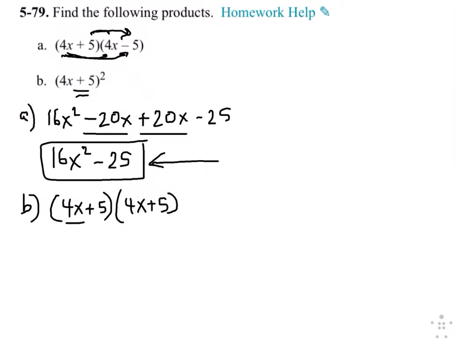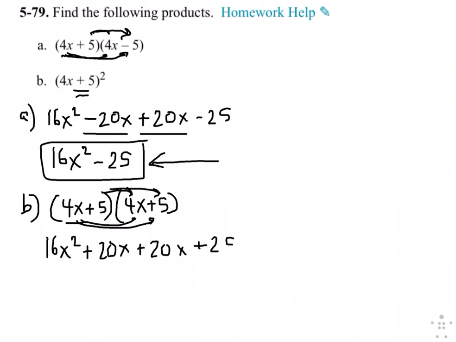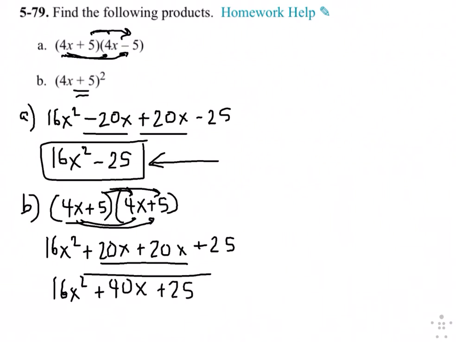So 4x times 4x is 16x squared. 4x times 5 is 20x. Now we do the 5 and the 4x, and we get 20x. And the 5 and the 5, and we get 25. And these two are like terms, and we get 16x squared plus 40x plus 25. And this is actually something we'll learn later. It's a perfect square trinomial.